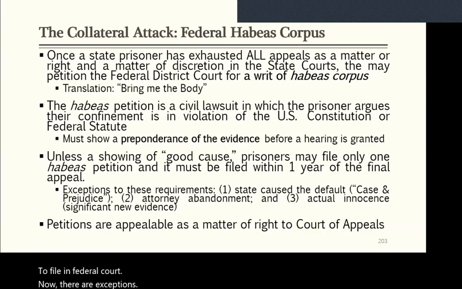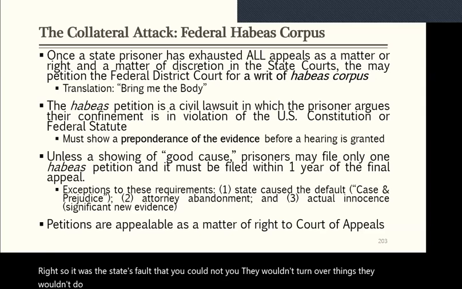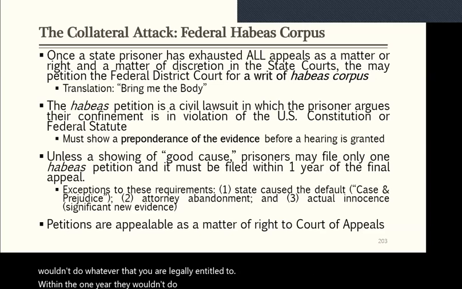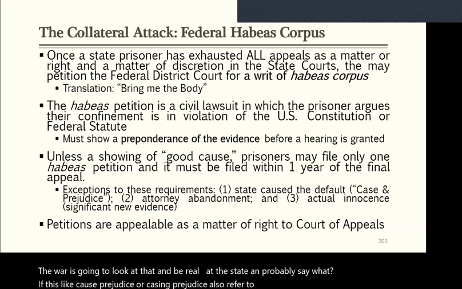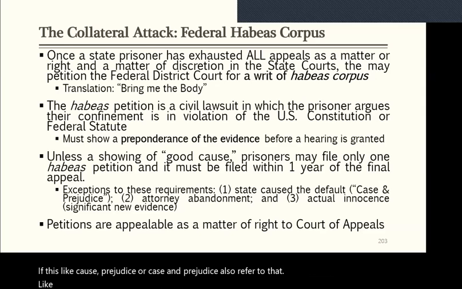First is, let's say the state caused the default, right? So it was the state's fault that you could not, they wouldn't turn over things, they wouldn't do whatever you are legally entitled to within the 1 year. They wouldn't do it, they were stalling, whatever. The court's going to look at that and be real upset at the state and probably say, you know what, if this caused prejudice, or cause and prejudice, it's also referred to that, we will grant an extension, right?